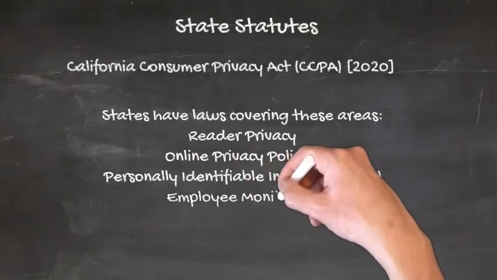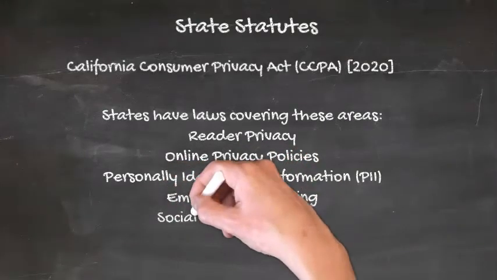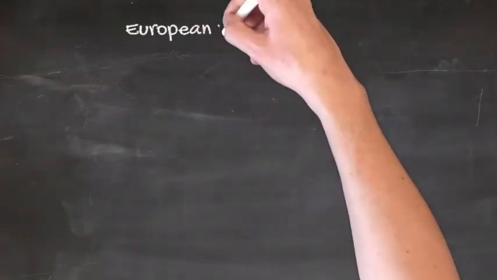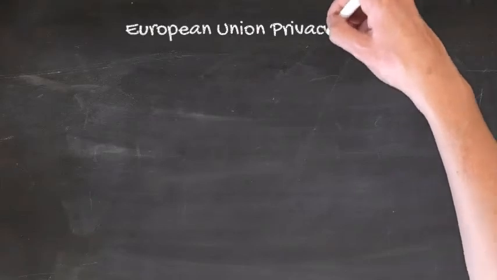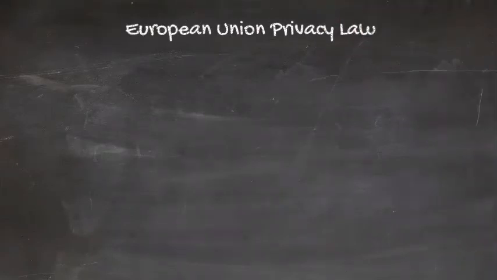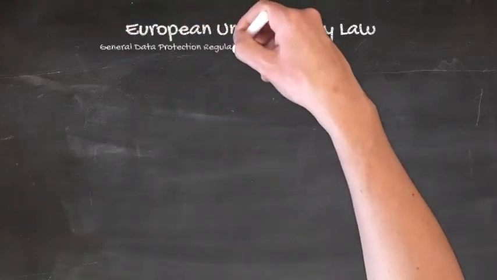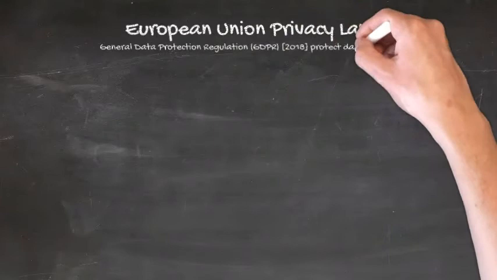Other state statutes govern areas like reader privacy, privacy policies, PII or personally identifiable information, employee monitoring, and social media passwords. Next, we have the European Union privacy law, or the GDPR. This has been around for about 2 years, but there was a predecessor privacy regulation that was in effect for many years prior to that.